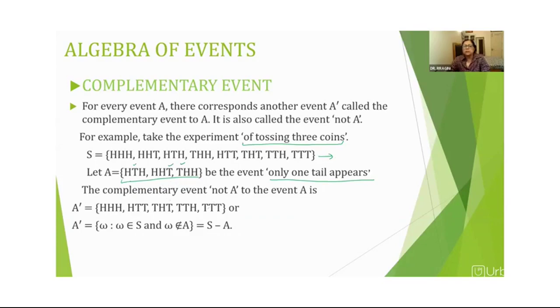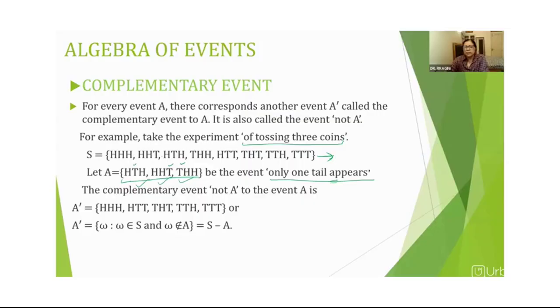Now the complementary event. Complementary event is just the negation of this event. Negation means you have to take the rest of the possible outcomes which are in the sample space but not satisfying this event. Okay, let me simplify it. See, the event is only one tail appears. So what happens? Out of these 8 possible outcomes, we took 3 which are satisfying this particular condition, right?